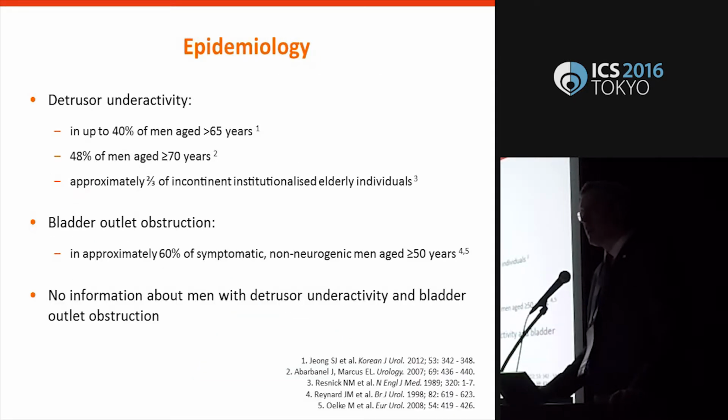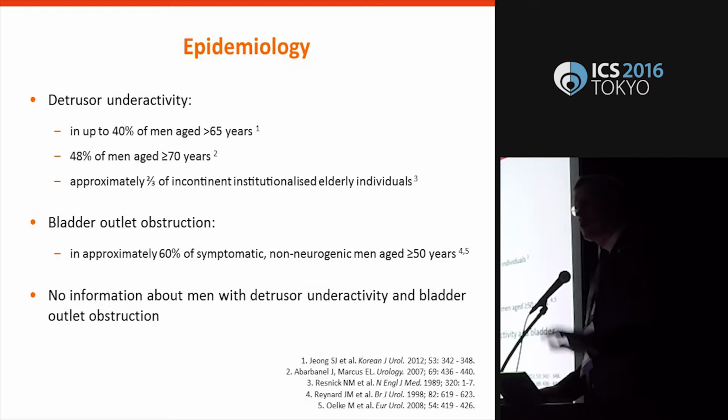Chris Chappell has already mentioned the epidemiology, and I'm specifically mentioning the epidemiology of male data. What we know is that detrusor underactivity in epidemiological trials is up to 40% in men aged 65 years or older, and up to 48% in patients aged 70 years or older. In very old people, approximately two-thirds of incontinent, institutionalized elderly patients have detrusor underactivity.